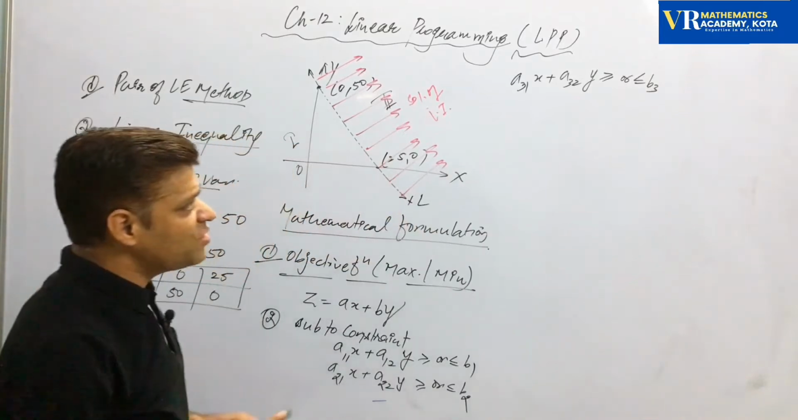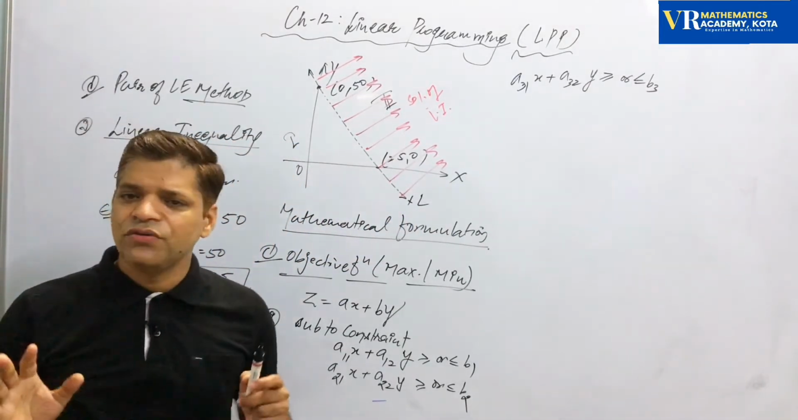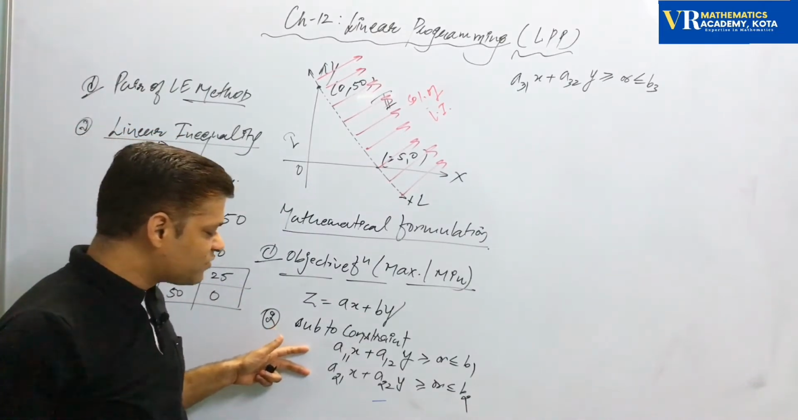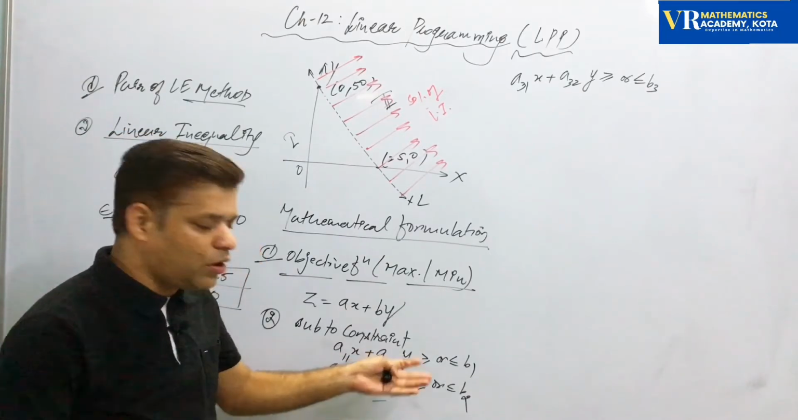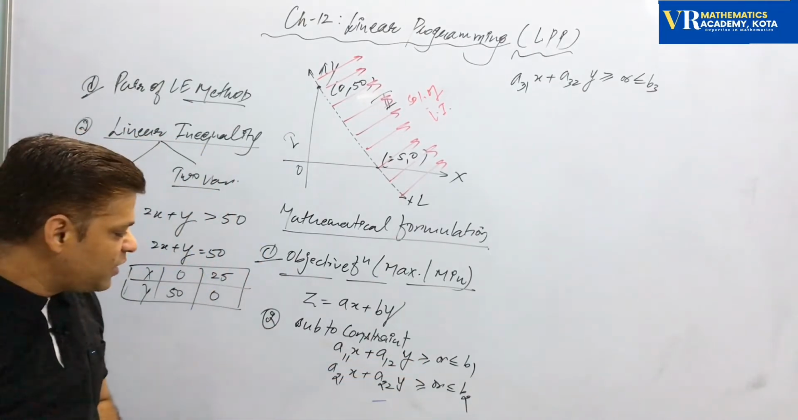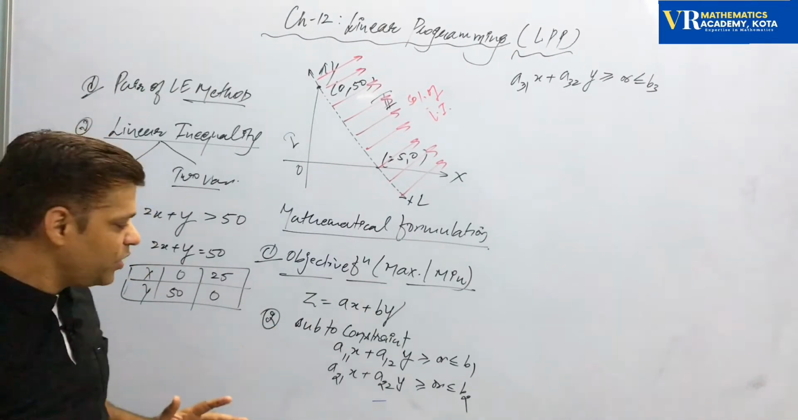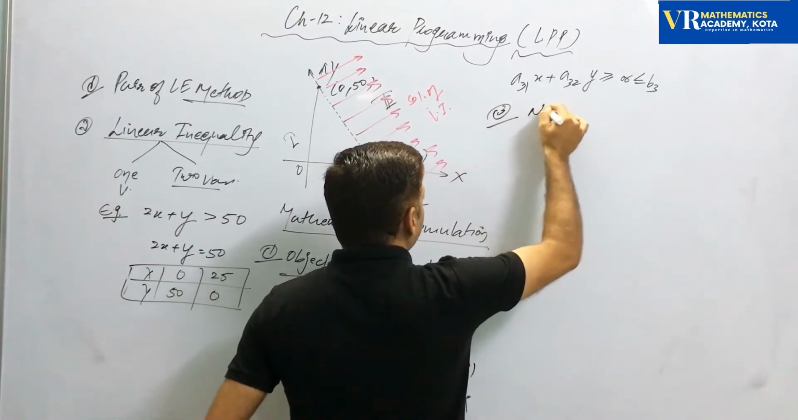So maximum we have to give three constraints according to the CBSE 2022-23 syllabus, either in the form of greater than equal to inequality or in the form of less than equal to inequality. So these are called subject to constraint. The third one is called the non-negative condition.